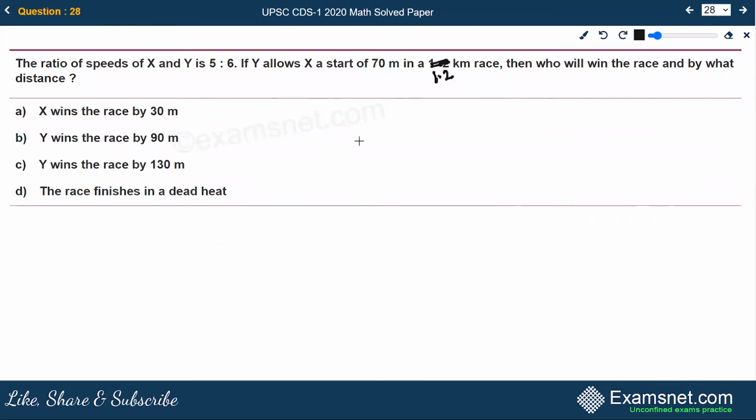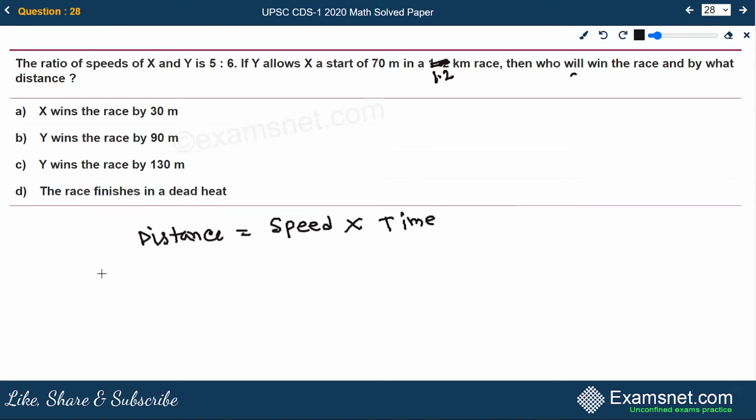In question number 28, we are given the ratio of speeds of X and Y is 5:6. If Y allows X a start of 70 meters in a 1.2 km race, then who will win the race and by what distance? So here we are given the ratio of the speeds of X and Y, that is 5:6, and Y allows X a start of 70 meters. Also we know the relationship between distance, speed and time is distance equals the product of speed and time, right?